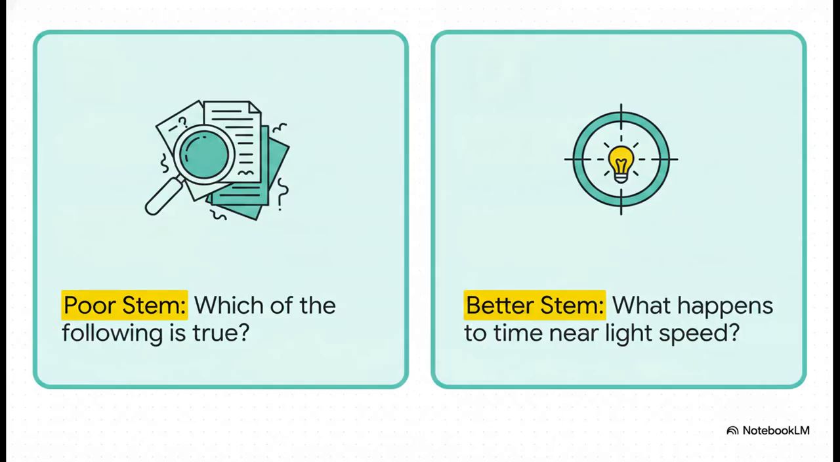To put that into perspective, consider a poor STEM like, which of the following is true? This tells the student absolutely nothing about the actual problem. They're forced to read every single alternative just to figure out what topic you're even asking about. Now, a better STEM asks a highly specific question. According to the theory of relativity, what happens to time as an object approaches the speed of light? See the difference? The problem is definite and completely clear.